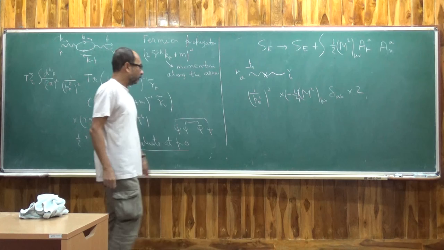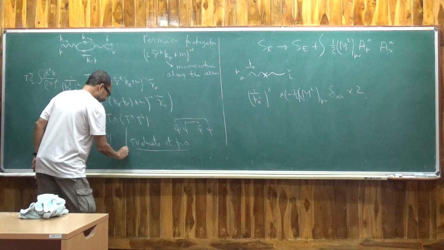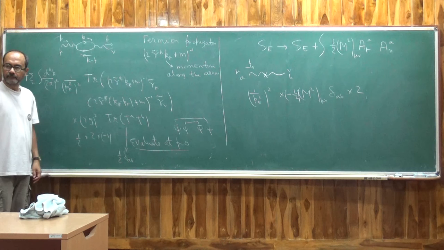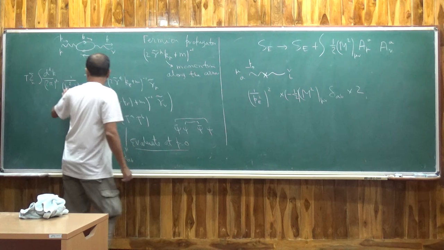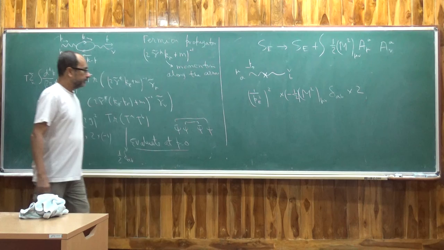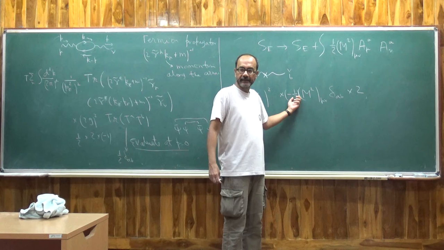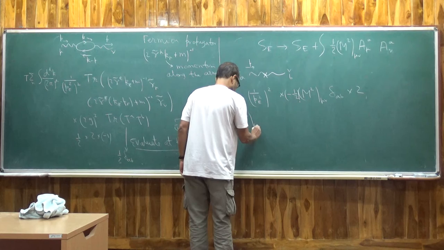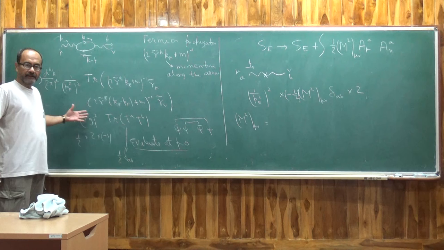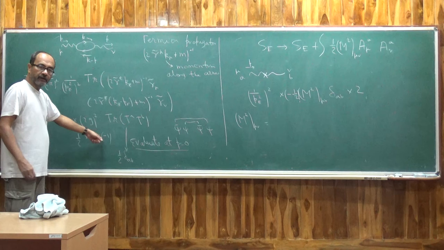So now let's compare this with this. To do that comparison, I have to remember that this is half delta AB. That's how we have normalized it. So 1 over p squared whole square just cancels from both sides. Then this half and 2 gives you just 1. So there is an overall minus sign on this side. So this means that m squared mu nu is given by minus of what I have written here. There is an overall minus here, so that minus sign will cancel this minus sign. Delta AB will go away.